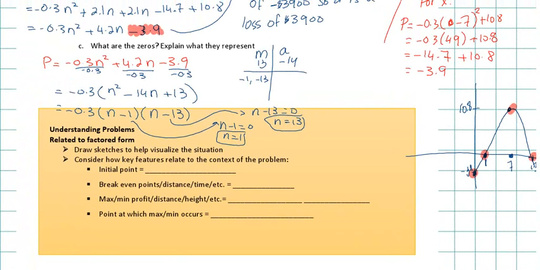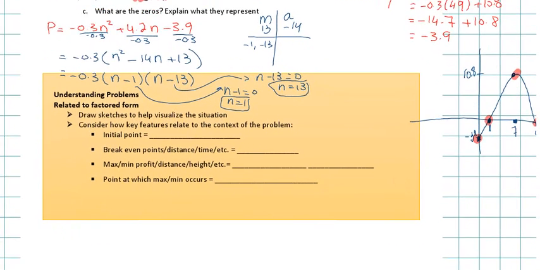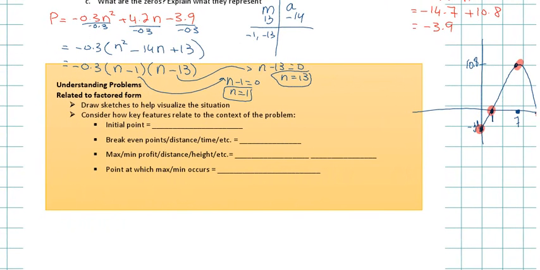They're not going to ask you what is your y-intercept. They're going to ask you what's your initial point, or your initial profit, or something like that. Initial point means the y-intercept. You need to know these key features and key points, and what they mean, so you know what you're looking for.